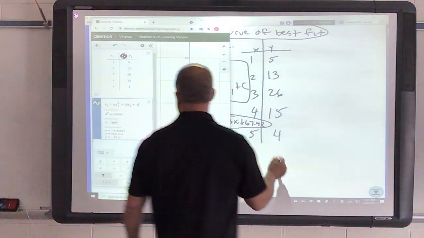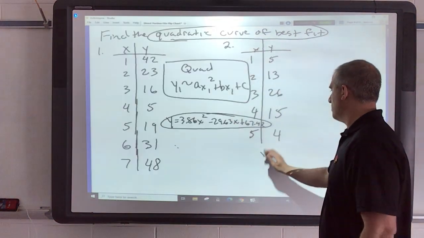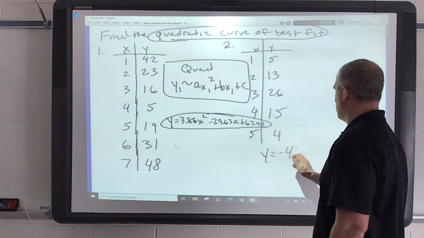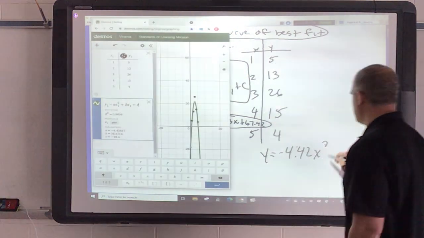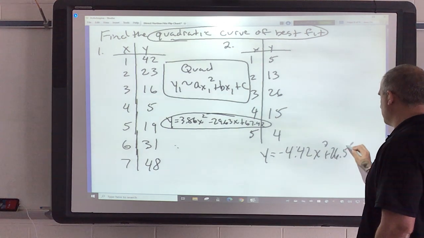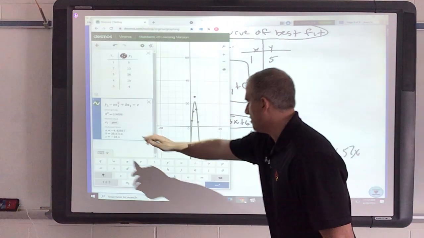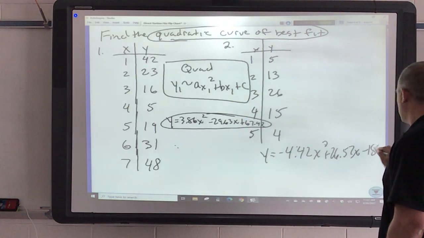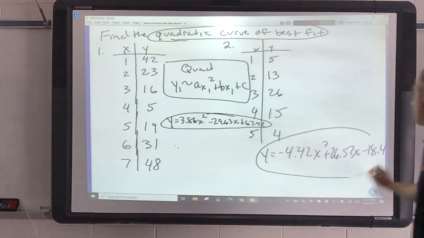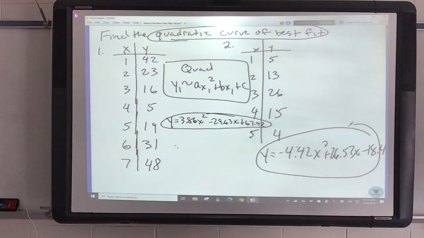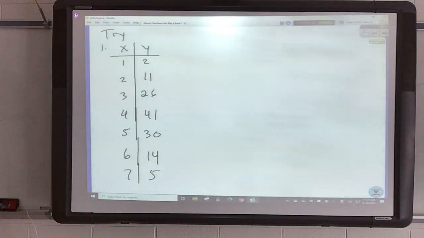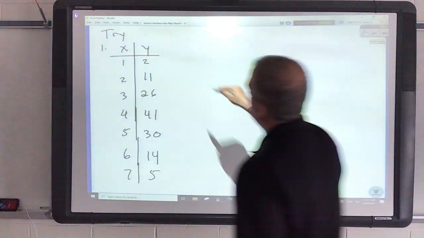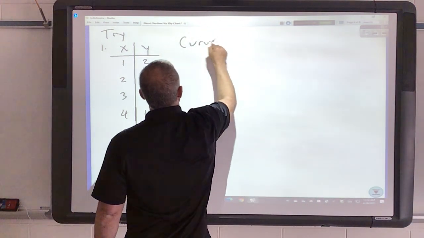So y equals negative 4.42x squared plus 26.57x. And then the last number there is minus 18.4. Okay, so that's an approximation of the equation for the curve of best fit there. Okay, so what I'd like you guys to do is go ahead and pause your video and find the curve of best fit.